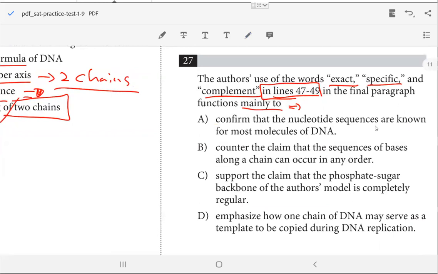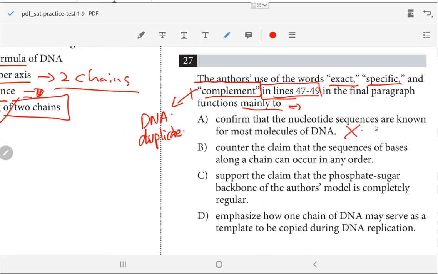자, A, confirm that nucleotide sequence are known for most molecule of DNA. 아니죠. 이 얘기한 이유는 complement each other가 최종적으로 돼서 그게 DNA를 duplicate 해주는 최종적인 결과를 가져온다. 이 뜻이죠. 그러니까 A랑은 전혀 뜻이 다르고. B. Counter the claim that sequence of bases along the chain can occur in any order. 말도 안 되는 소리죠. 이건 큰일 납니다. It's not exact. It's not specific pairing. I mean, this is totally opposite to the answer.